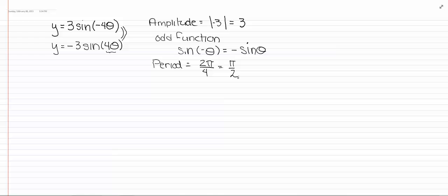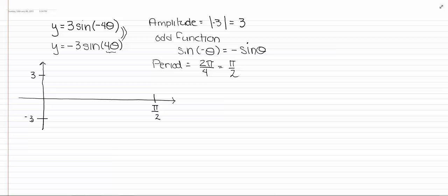So in graphing this, I can go ahead and set this up and list out what I know about it so far. I know that it has a period of pi over 2, so it's going to end at pi over 2. I know it has a height of positive 3, and it goes as low as negative 3. And now I need to find the key points along the x-axis, or the axis I'm referring to as theta here.